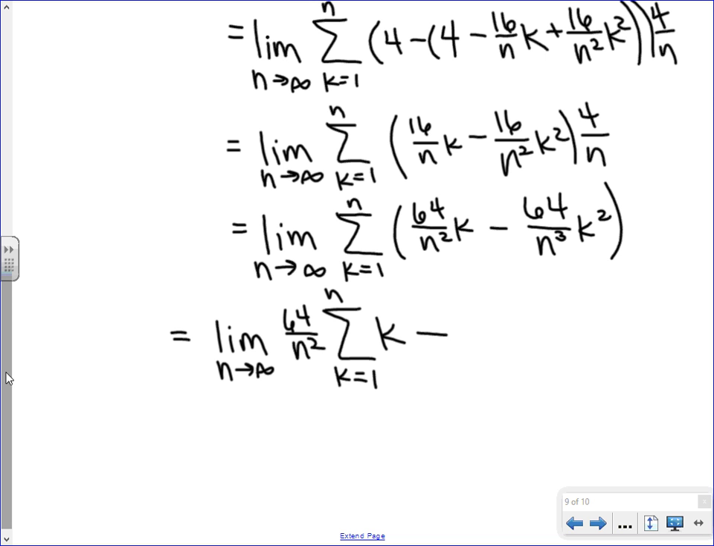And then I'll subtract the limit as n approaches infinity. I'm going to bring out the 64 over n cubed, and so then we can focus on the summation from k to n of k squared.